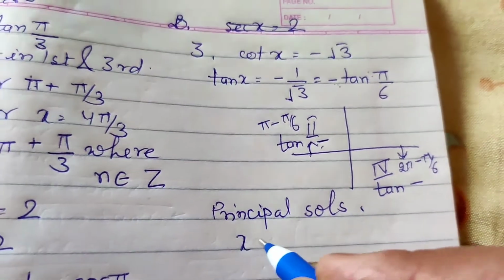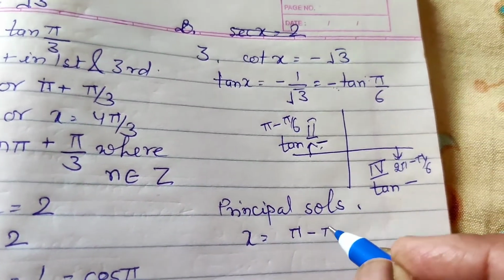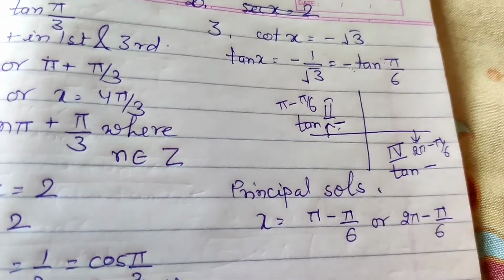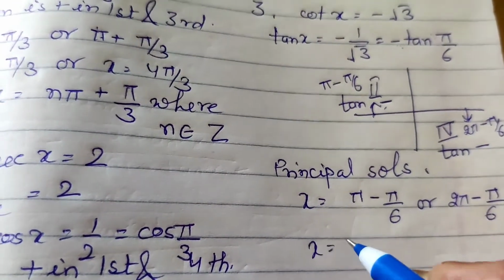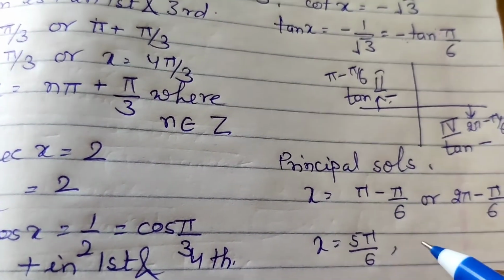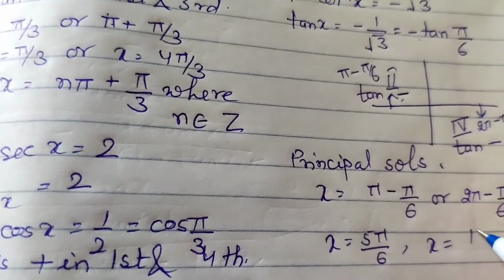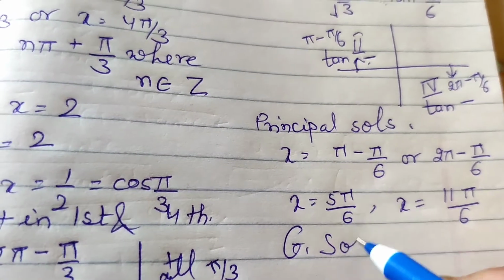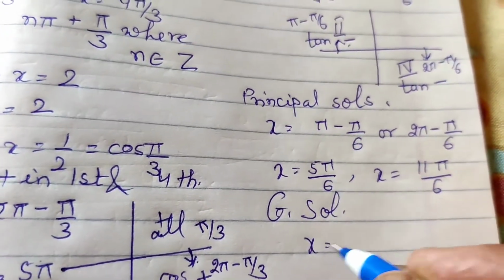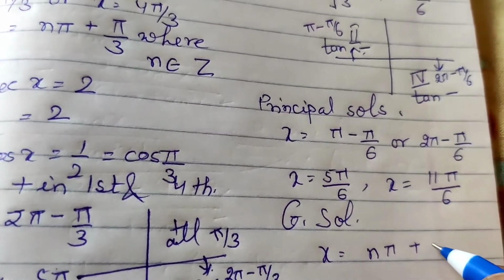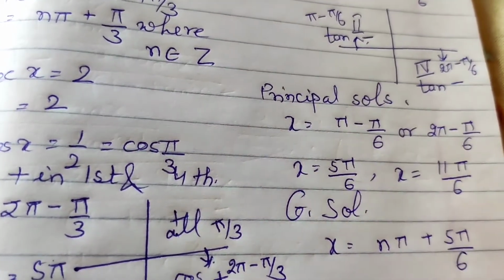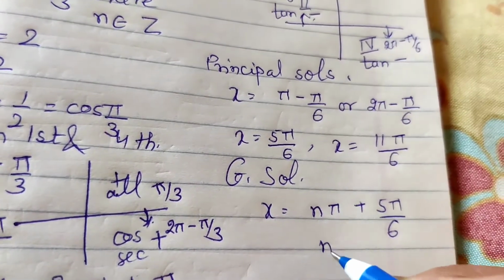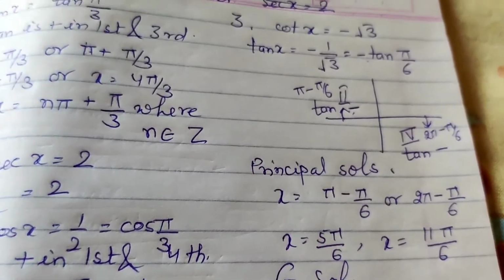Solutions are x equal to pi minus pi by 6 or 2 pi minus pi by 6. So x equals 5 pi by 6 and x equals 11 pi by 6. Now the general solution: x equal to n pi plus 5 pi by 6, where n belongs to z.